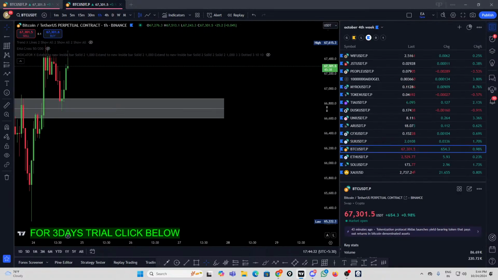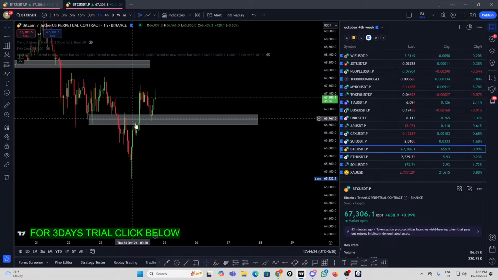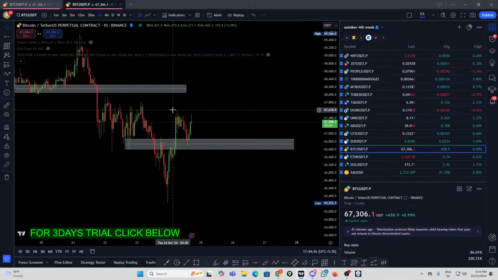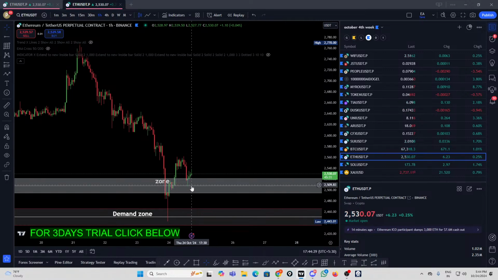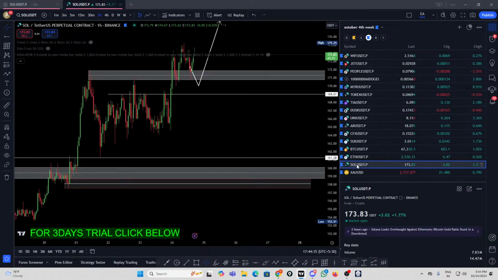So BTC USDT, as I showed you earlier, we got this setup. So wait for a breakout. All right. ETH, I told you this is demand supply, and wait. If you missed this trade, no problem, wait for the next setup.